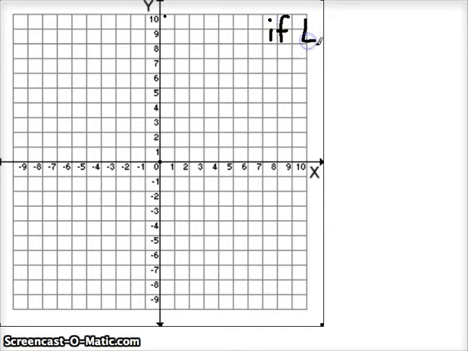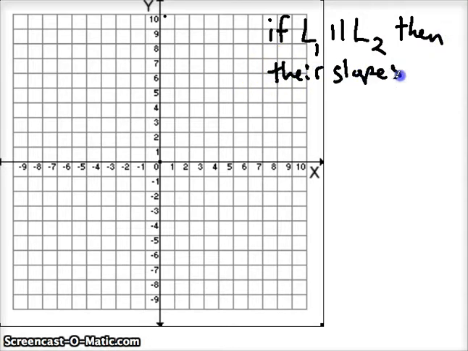If I have two lines, line 1 and it's parallel to line 2, then I know that their slopes are equal. They have the exact same slopes. So let's look at an example here.